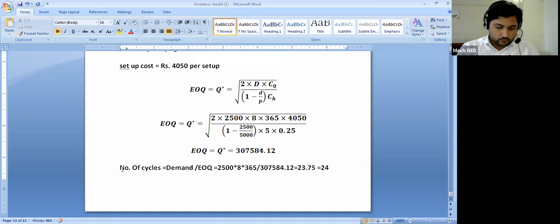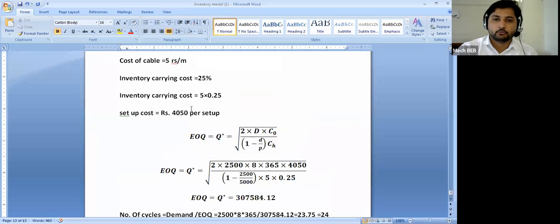Is there any doubt, any question? Have you written all the things related to this problem? If yes, then put your roll numbers in the chat box.